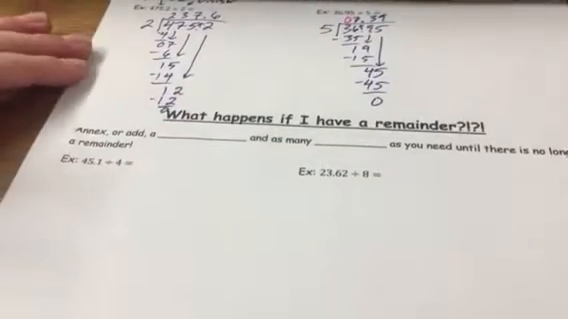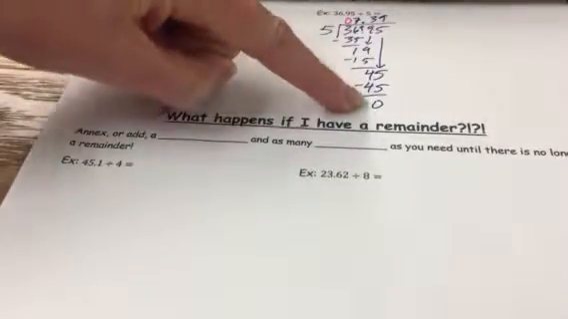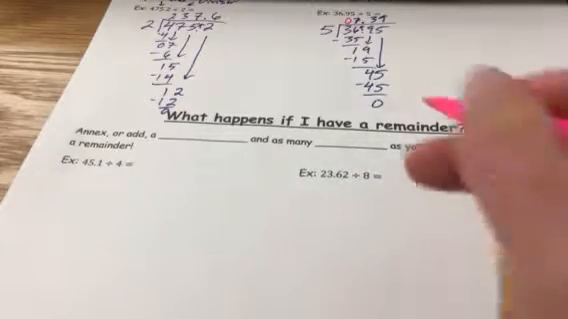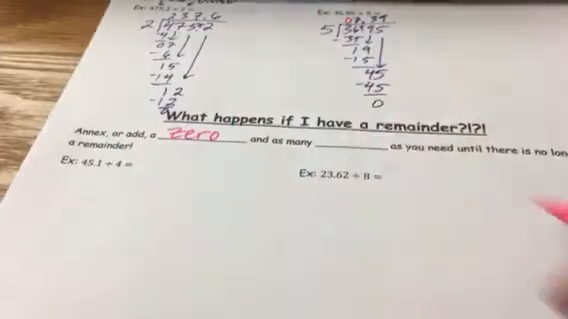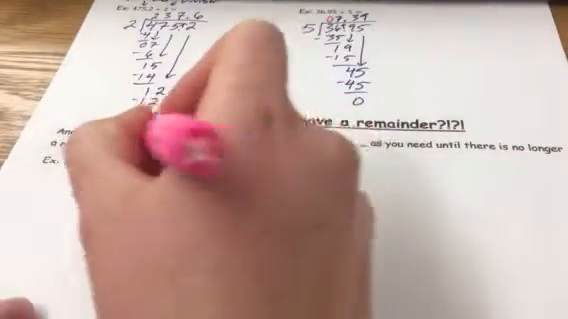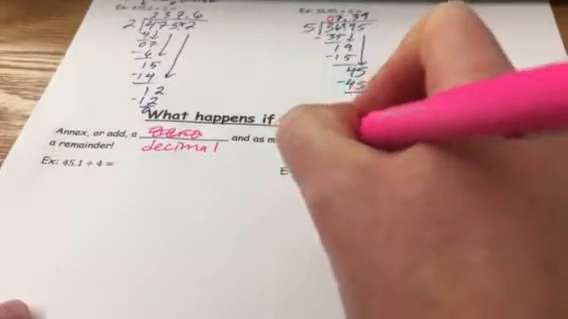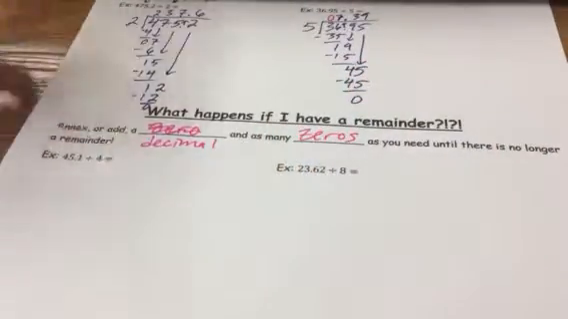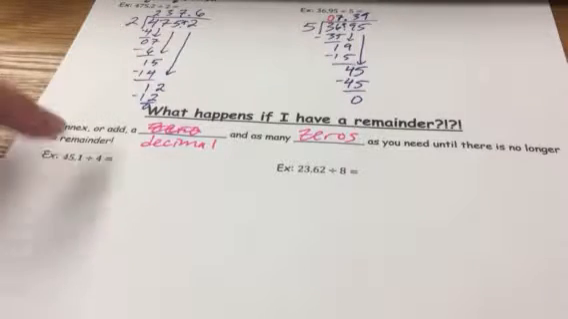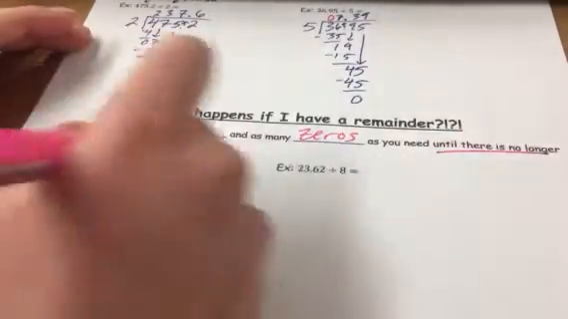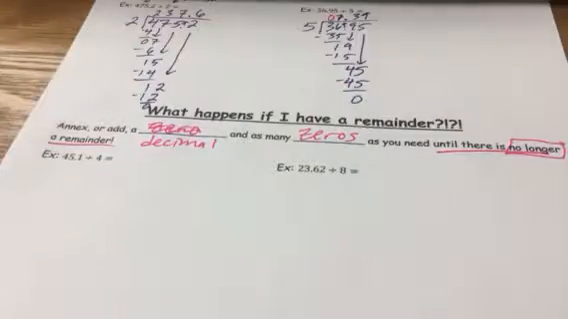Okay, let's talk about what happens if these remainders didn't end up being 0. Let's talk about what we would do in that case. Have no fear, 0 placeholders, or annexing, or adding a 0 is here. Sorry, add a decimal and as many zeros as you need. Although we're already starting with decimals, I apologize. Since we already have a decimal, all we're going to do is add a bunch of zeros and keep dropping those zeros down until there is no longer a remainder. That's super important, until there's no longer a remainder.